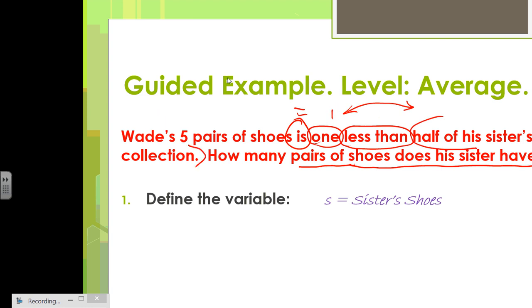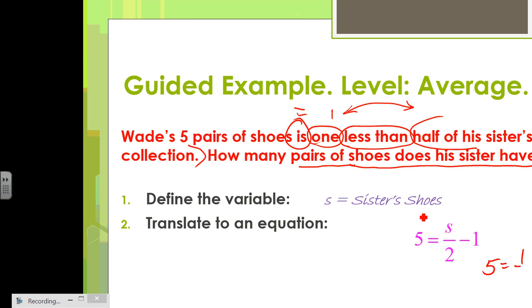5 is 1 less than half of his sister's collection. Okay, this is interesting. All right, so it should be 5 equals something being cut in half and then subtracted by 1. 5 is equal to S divided by 2, subtract 1. There's another way that this could look. If you wrote 5 is equal to 1/2 of, "of" means times, 1/2 S minus 1. Those mathematically do the same thing.